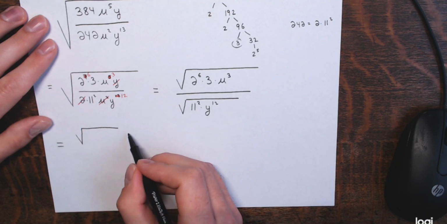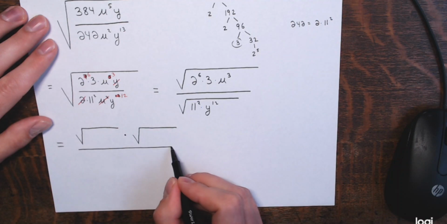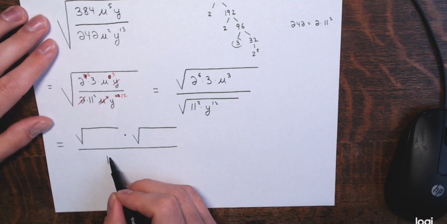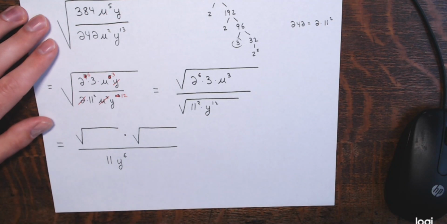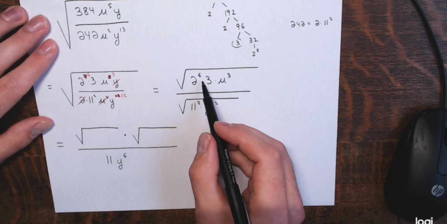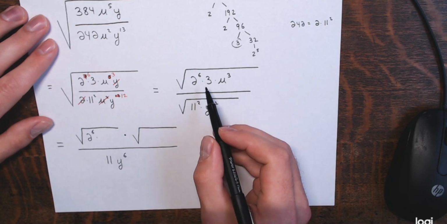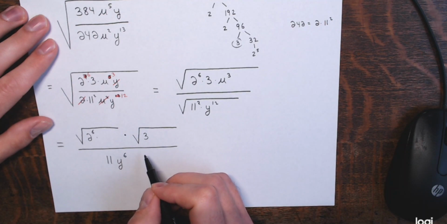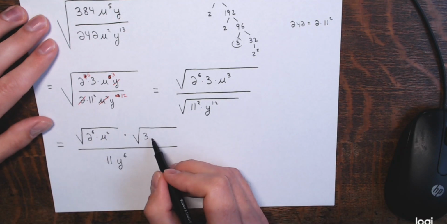So a square root times a square root in the numerator. And the square root of 11 squared times y to the 12th, that would be 11. And then the square root of y to the 12th would be y to the 6th. Right, so I have 11 y to the 6th in the denominator. And then the perfect squares up top, 2 to the 6th is a perfect square. That's something to an even power. 3 to the 1st is not. So that goes in this square root on the right. And then u cubed is u squared, right, a perfect square, times u to the 1st.